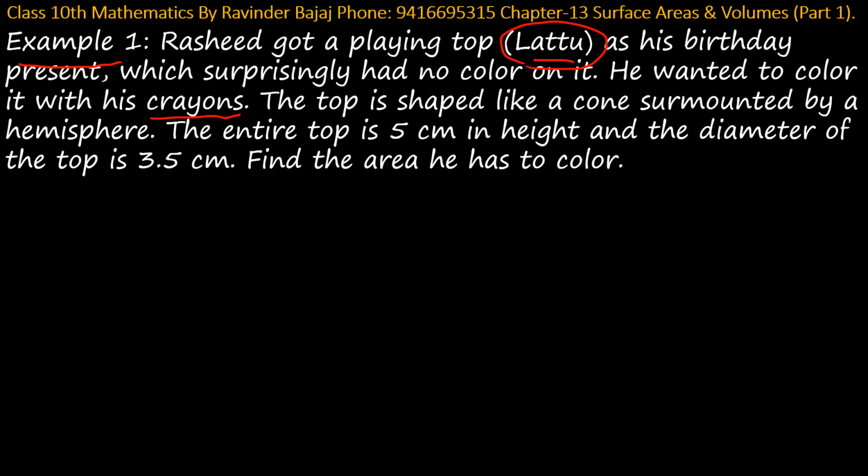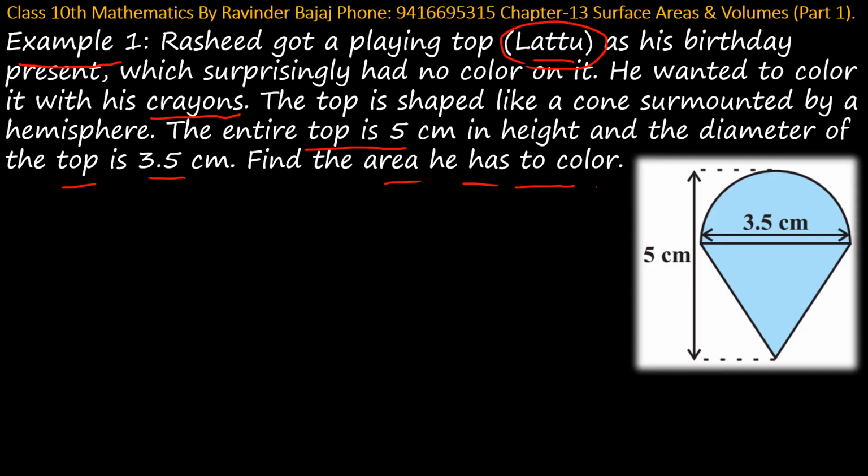The top is shaped like a cone surmounted by a hemisphere. So there is a hemisphere and a cone joined together. The entire top is 5 centimeter in height and the diameter of the top is 3.5 centimeter. Find the area which he wants to color. So let's find the area. This is the figure given. Total height is given as 5 centimeter. The diameter is given as 3.5, and diameter divided by 2 is the radius.